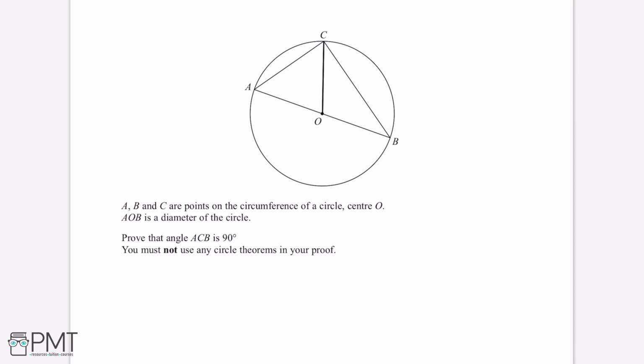So the first thing we can do is split this triangle into two. And then we can label up these angles X and Y. Now because AOB is the diameter of the circle, this means that line AOB must be a straight line. And because angles on a straight line add up to 180 degrees, this means that X plus Y is equal to 180 degrees.